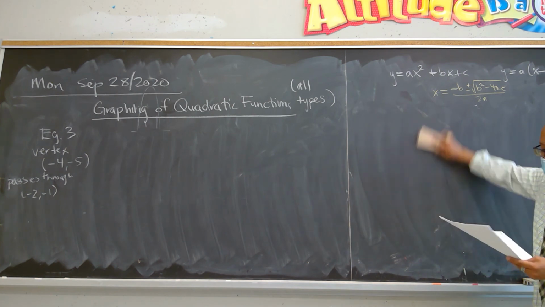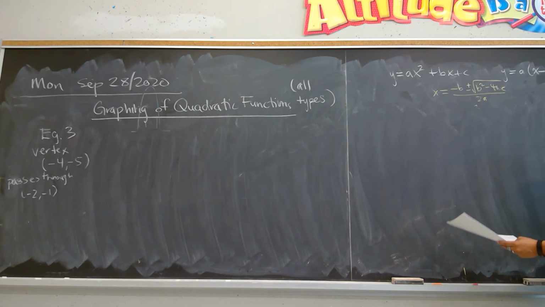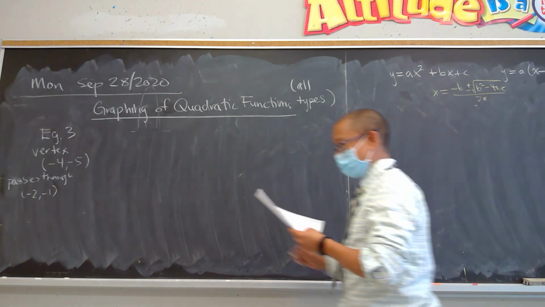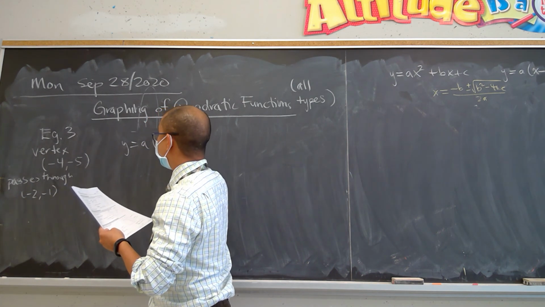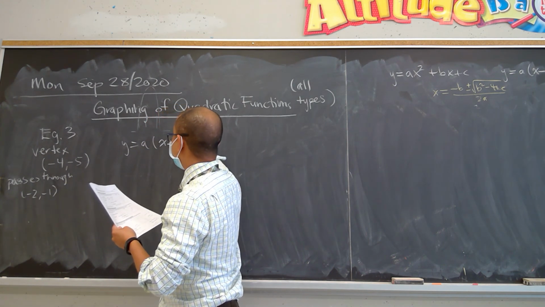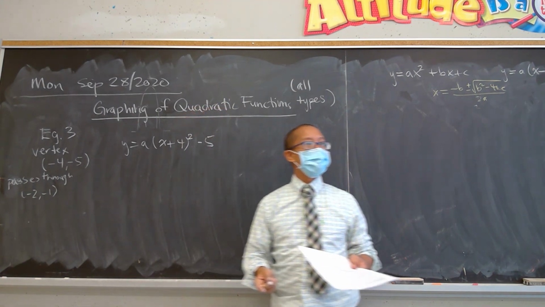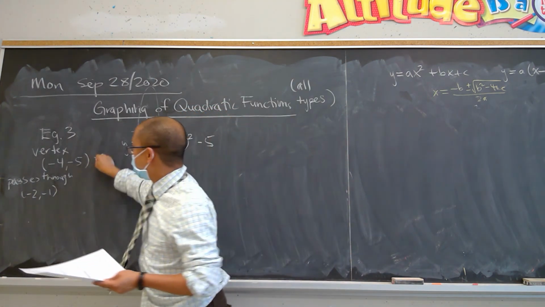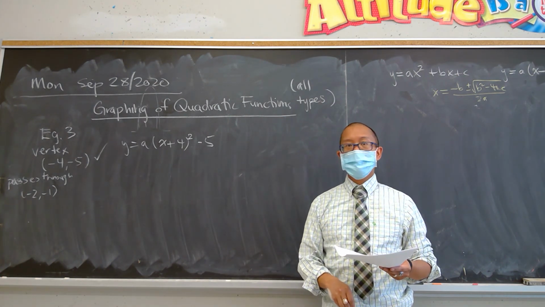Any volunteer to start us off for example 3 though? Any volunteer? Ted, you want to start us off? y equals a(x + 4)² - 5. Nice. Ted's just doing a nice easy substitution of the vertex. Right, with that information. Everyone okay with that? Really easy. You want to keep on going, Ted?